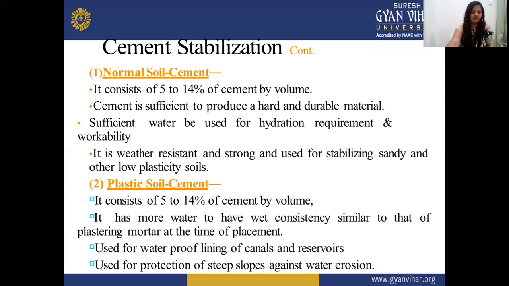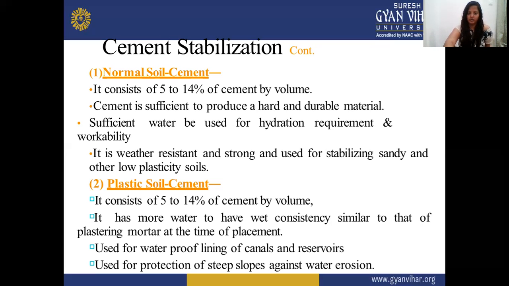So with cement stabilization, normal soil cement consists of 5 to 14% of cement by volume. Cement is sufficient to produce a hard and durable material, with sufficient water for hydration and workability. It is weather resistant and strong, and used for stabilizing sandy and low plasticity soil. So for normal soils, we can go for cement. Plastic soil cement consists of 5 to 14% of cement as common.